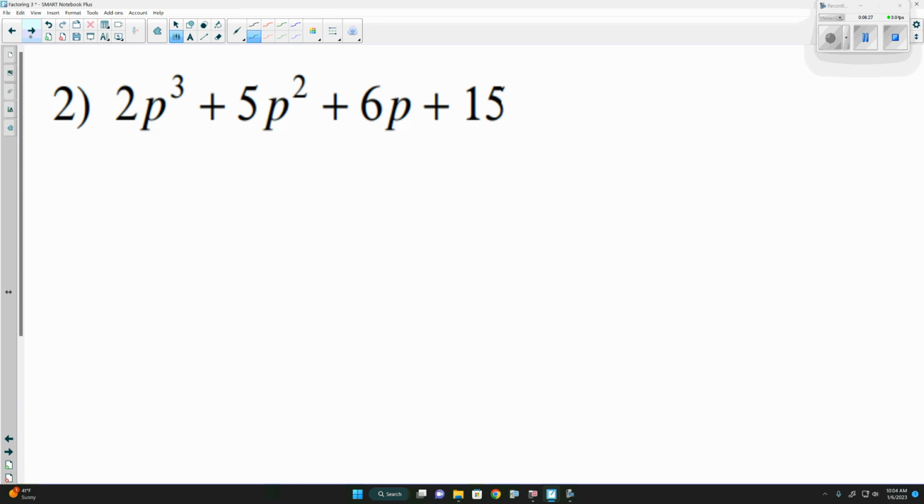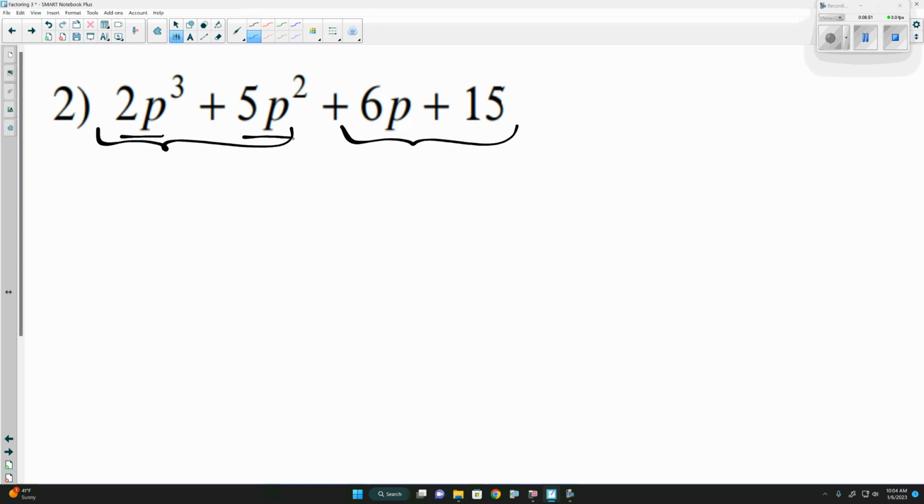But if we group it and take the first two and the last two together and look at them individually, we want to factor something out of each one so that we have something in common after it. So if we look at 2p cubed and 5p squared, well, 2 and 5 do not have a greatest common factor.